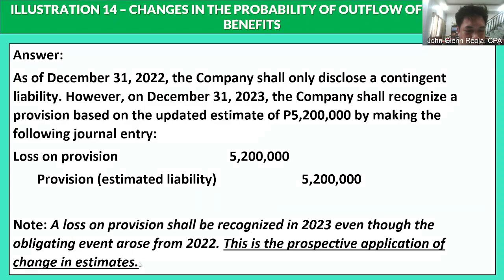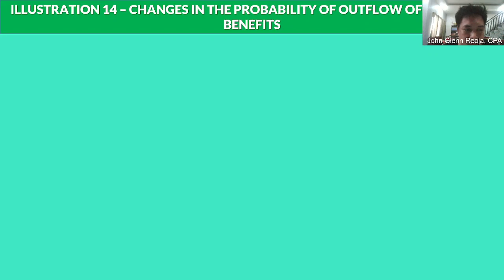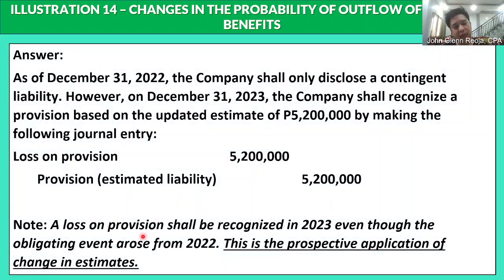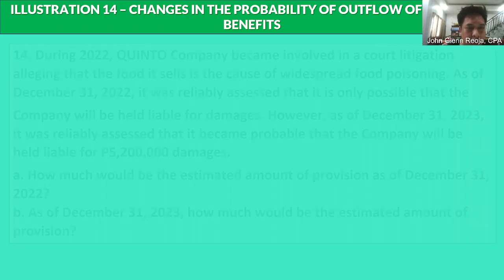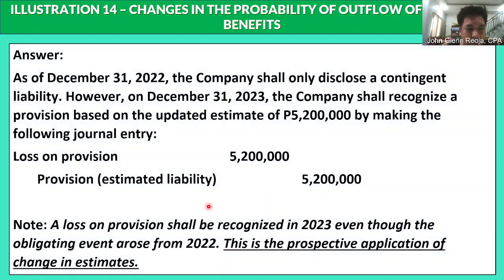So, wait lang, balik tayo. So, ito pala yan. A loss on provision shall be recognized in 2023 even though the obligating event arose from 2022. This is prospective application of... okay. So, dapat pala, siya. Hindi pala siya retroactive. Sorry for that. Kasi change in estimate pala to. So, dapat prospective application.